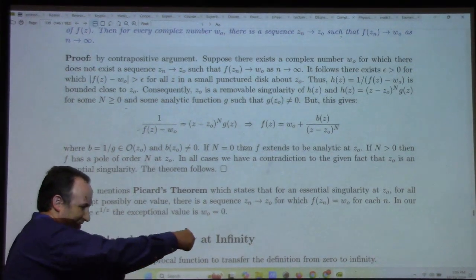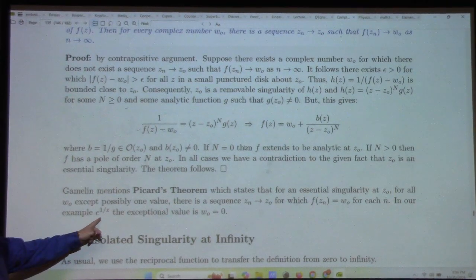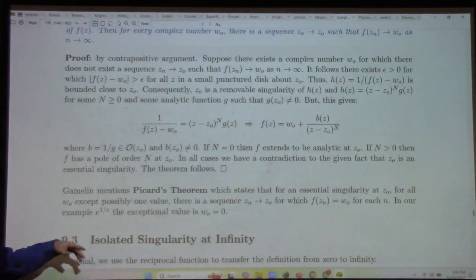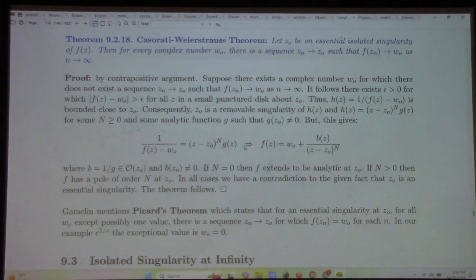That is just such wild behavior. For example, e to the 1 over z has an essential singularity at 0. You can't set up a sequence for the value 0 because the exponential never takes 0 as a value. But according to the Casorati-Weierstrass theorem, you can find a sequence of values whose limit is 0. So you can do that, which is what I was talking about last time. All right, let's go on.